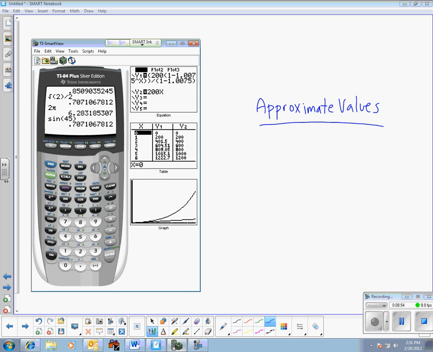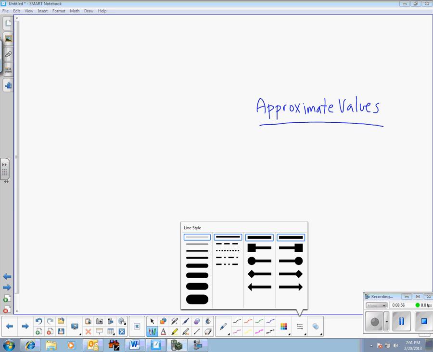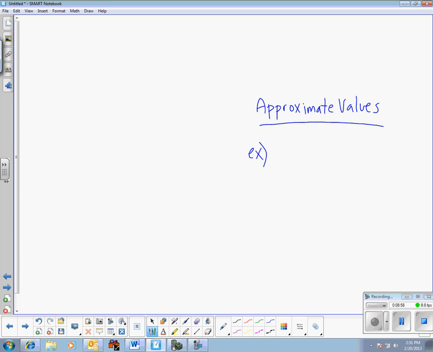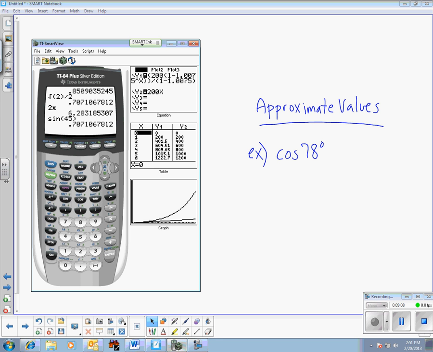For example, what is the cosine of 78 degrees? Well, it's not one of my unit circle spots. So if my calc's in the right mode, I'm in degrees here, so check my mode. Yes, I'm in degrees. So all I have to do is type in cosine 78. Easiest thing we've done in a while. And let's call it 0.2079.